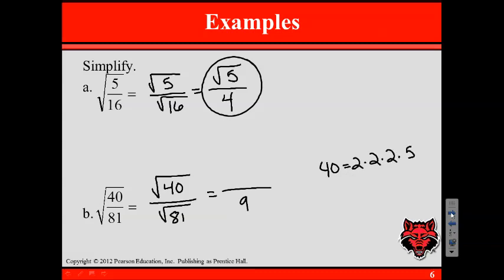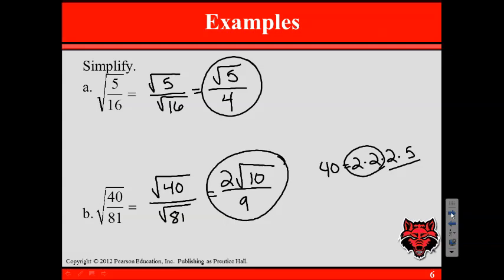And because we're taking the square root, that tells us we need two identical factors to form a group. So we have two 2's. They form a group, so we bring a 2 outside of the square root. But we also have two factors that we're not able to form a group, 2 times 5. And 2 times 5 is 10. So our simplified expression is 2 square root of 10 over 9.